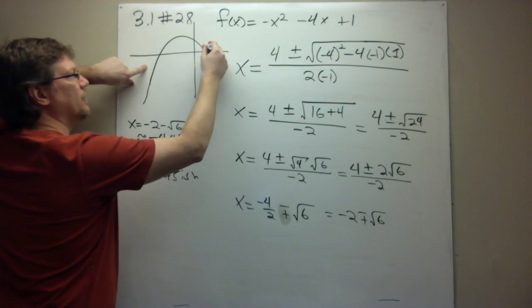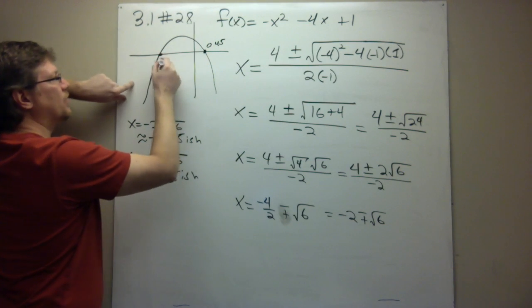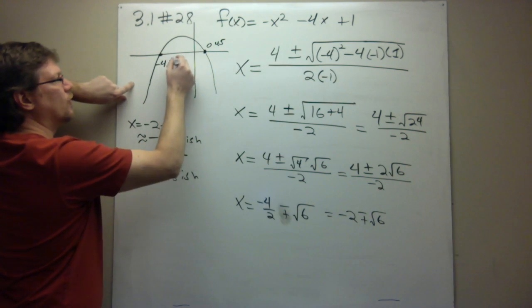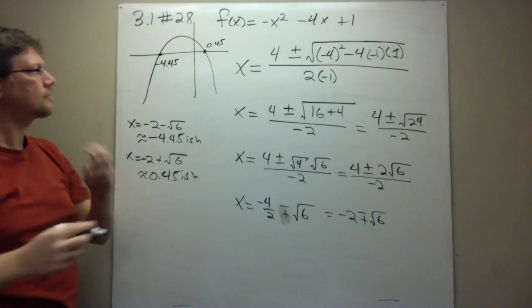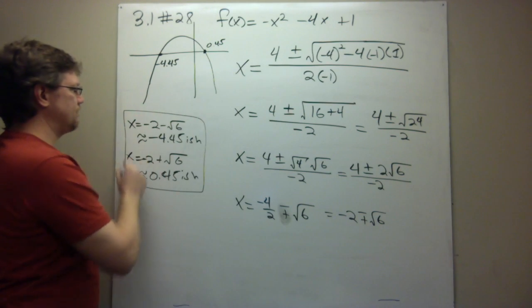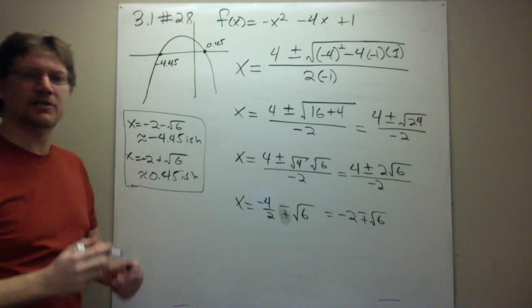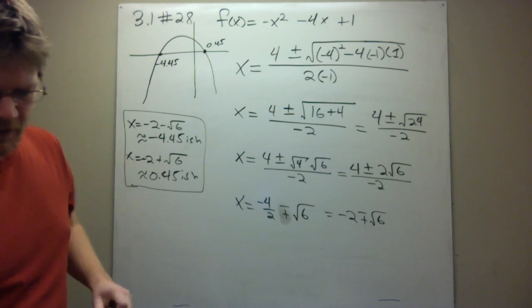So this is about 0.45. This is about negative 4.45. Okay? So that gives me my zeros. It gives me my general shape. Now what I need to do is figure out where this maximum occurs.